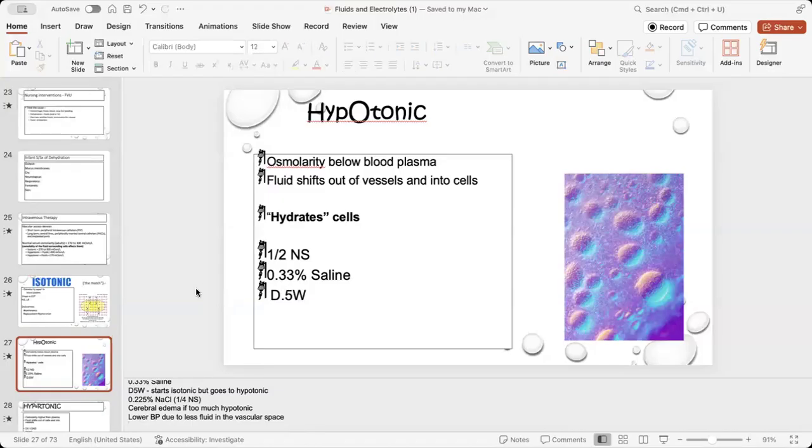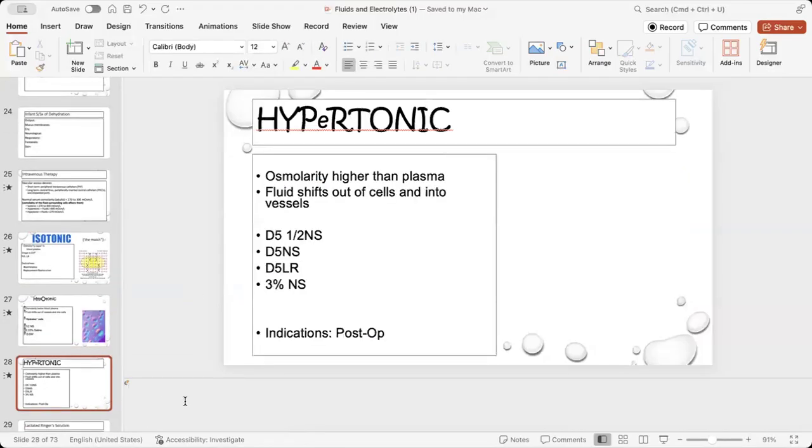Okay, hypertonic. The osmolarity is higher than plasma. So we have a greater concentration of solutes than the plasma, so it's greater than 300 in our osmolarity.